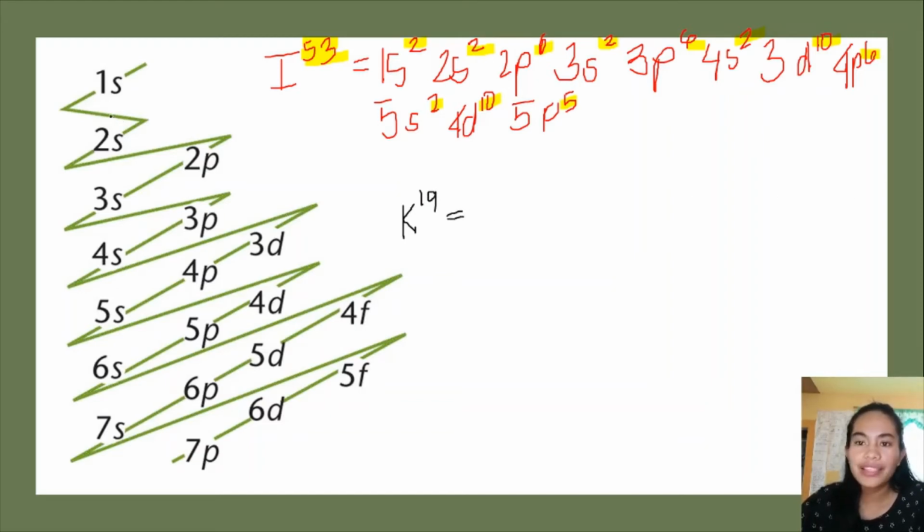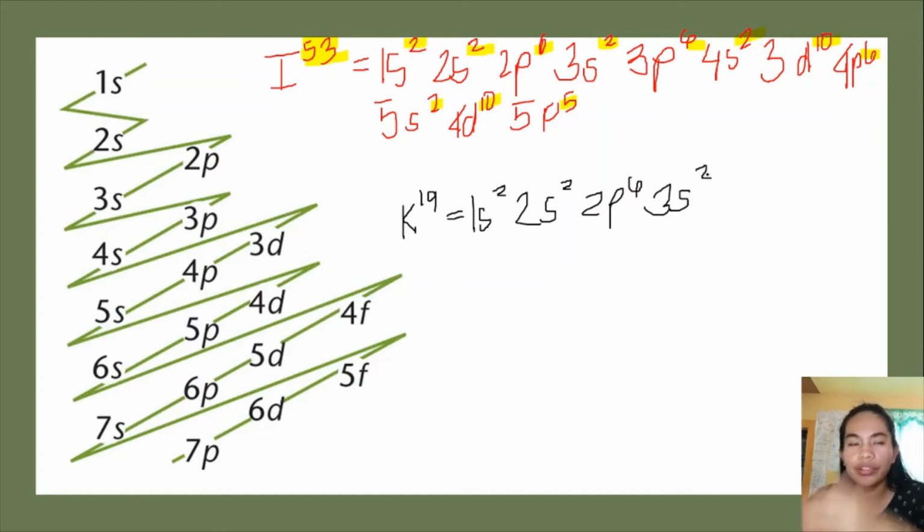Okay, so let's try to use 1s again. 1s2. And then we have 2s2. And then we have 2p6. Then we have 3s2. And then after 3s2, we have 3p6. Okay, let's try to count. Right, potassium is here. Let's try to count it now. So 2, 4, 6. So that's 10. And then plus 2, 12, plus 6, 18. So we need one more, right?